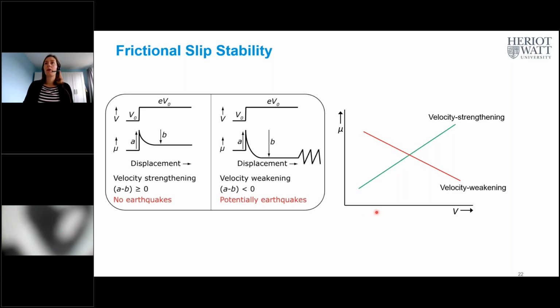Another way of distinguishing velocity strengthening and velocity weakening behavior is shown with this diagram, which shows the friction coefficient versus the slip velocity. And as the name tells you, velocity strengthening behavior is a positive line, whereas velocity weakening behavior is a line with a negative slope.